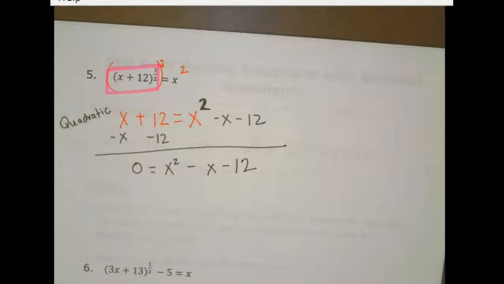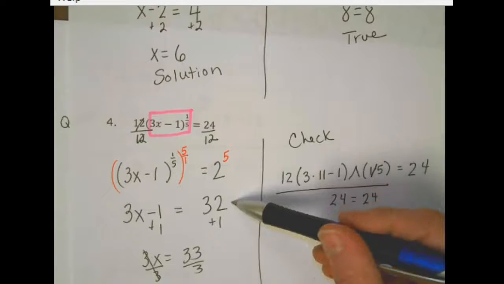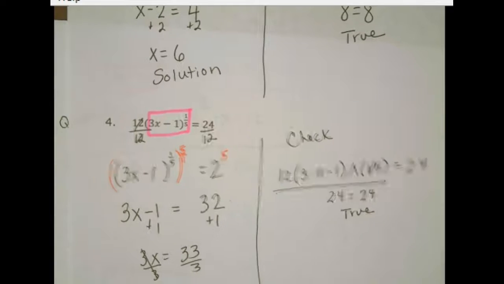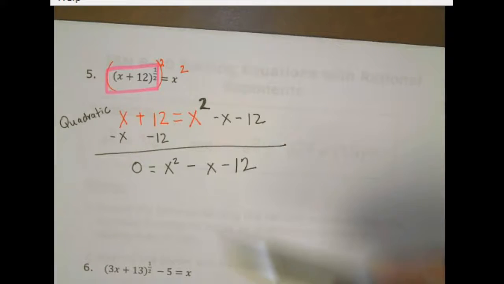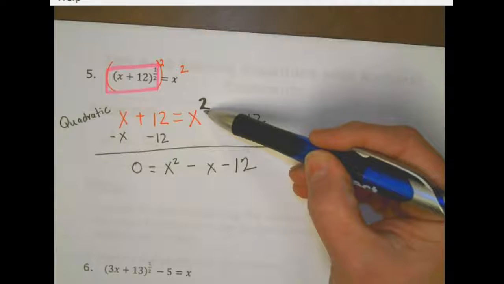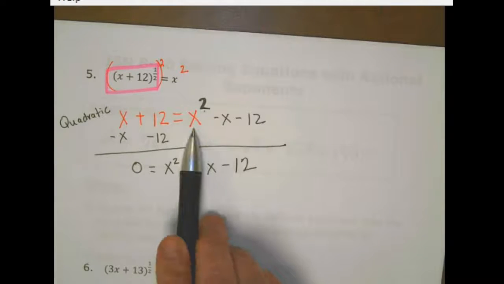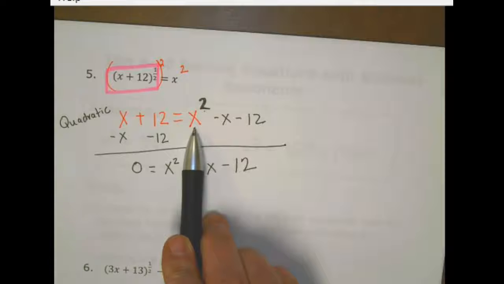Why didn't I factor problems 1 through 4? Did I factor on problems 1 through 4? Why not? Was there an x squared? If there's not an x squared, then you don't factor. In this step right here, is there an x squared? Right here. You see an x squared? That's why I factor. You factor when you have an x squared that you're trying to solve for.